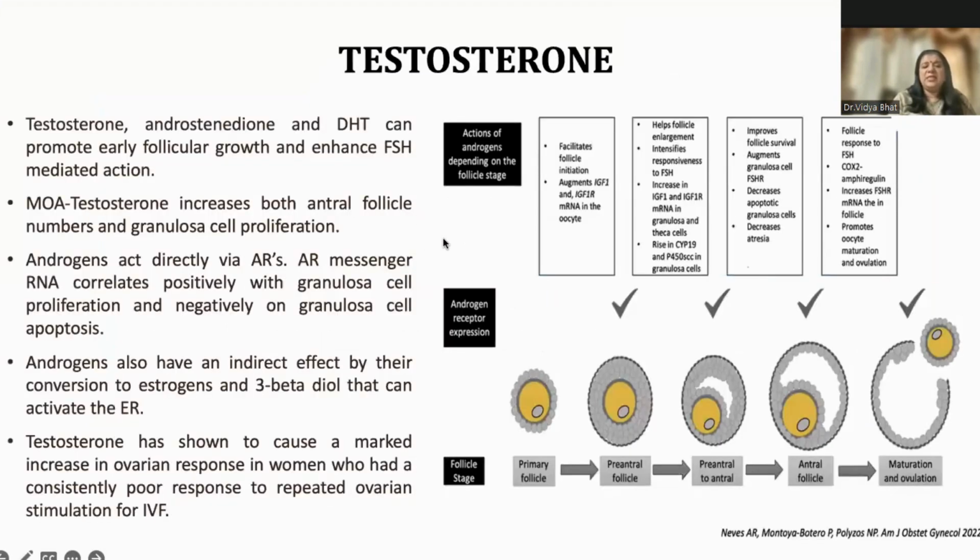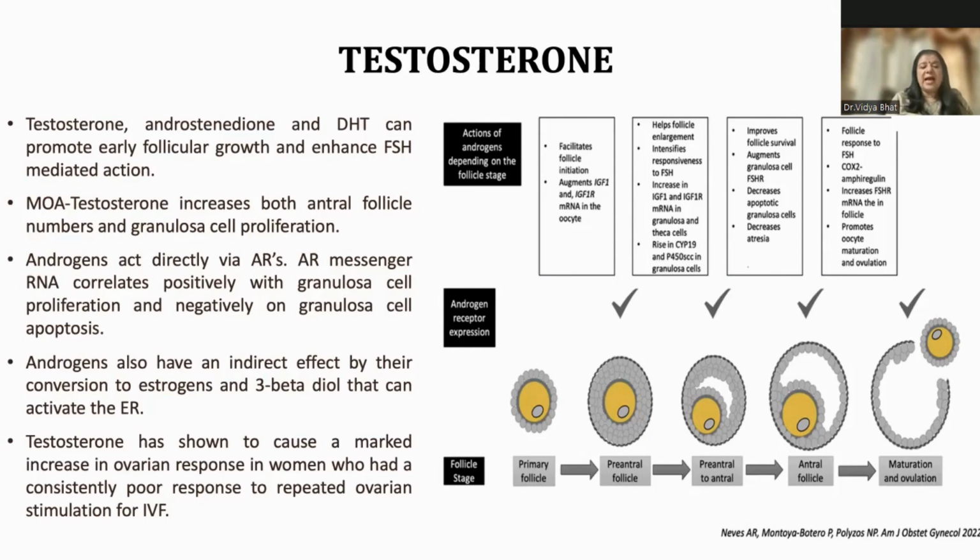So testosterone. This is another gel which is given now, the testosterone gel. Androstenedione and DHT can promote early follicular growth and enhance FSH. The mode of action is that testosterone increases both the antral follicles and the number of granulosa cells.